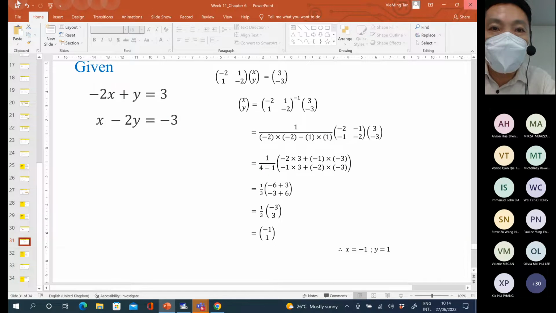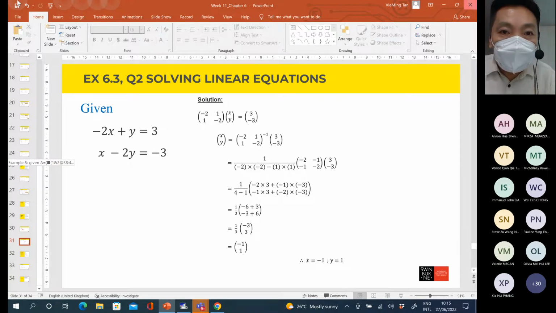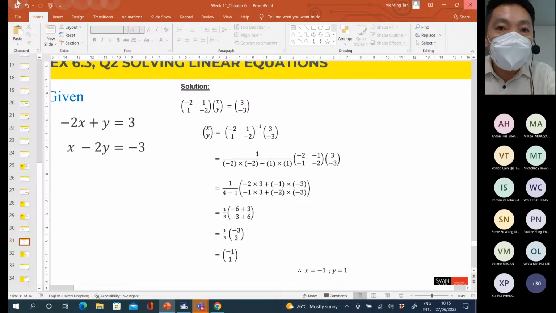Okay, one more example. For this question, 2 linear equations are given to you. You are asked to solve for the x and y values using the matrix method again. If you want to solve it with the matrix method, we need to arrange these matrices into this format. So write down the coefficients of x and y for the first equation.